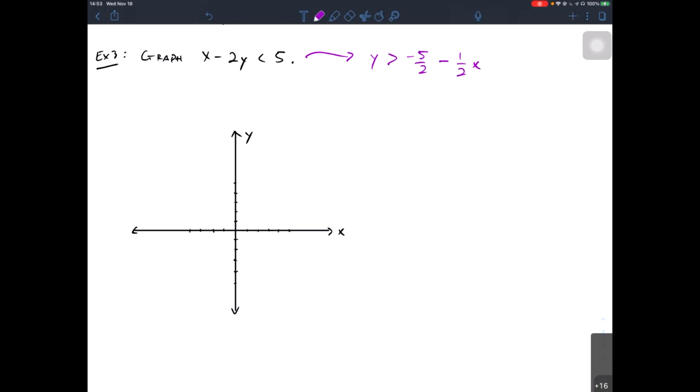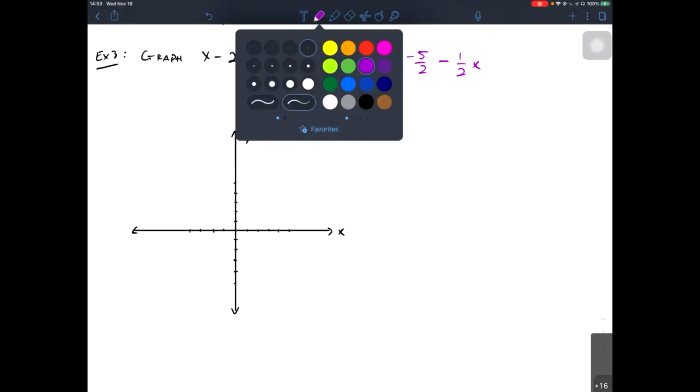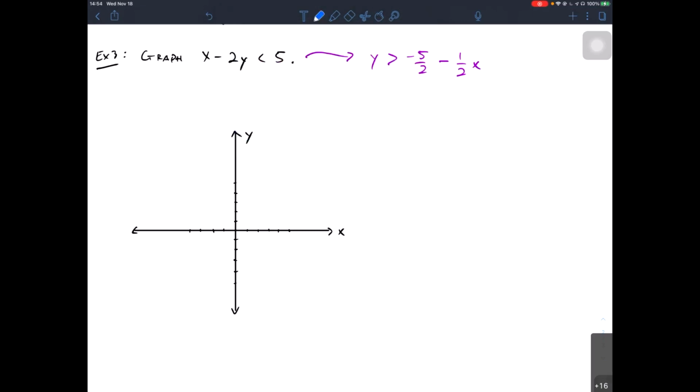Perfect. So I'm going to pause you for a quick moment right here. This is almost correct. Can someone help Sarah to see why I am saying almost correct as opposed to 100% correct? What are we missing here? It should be the negative 1 over 2x first rather than the negative 5 over 2.